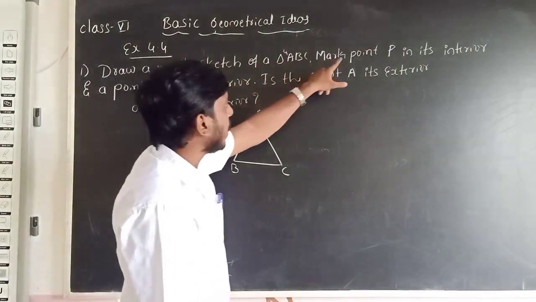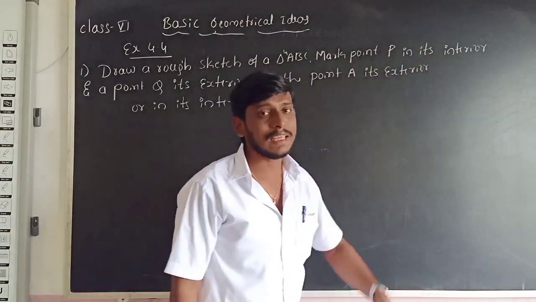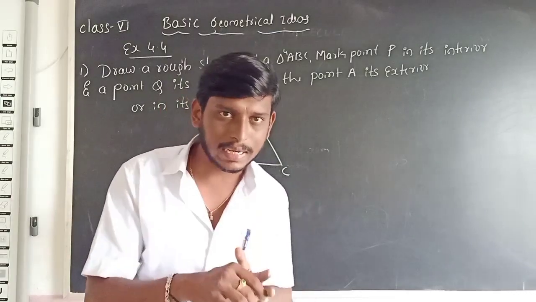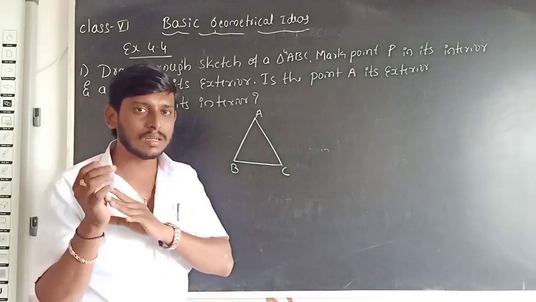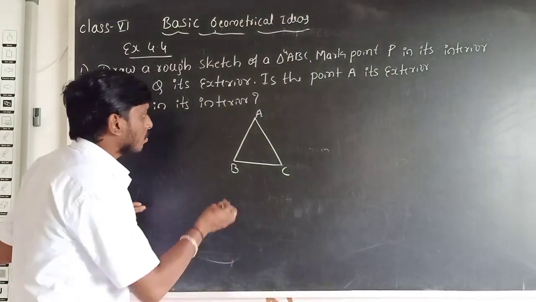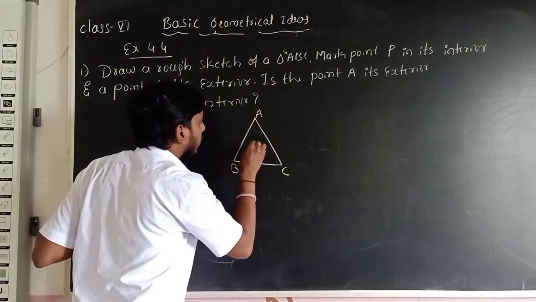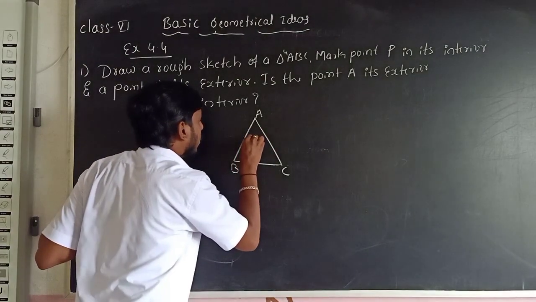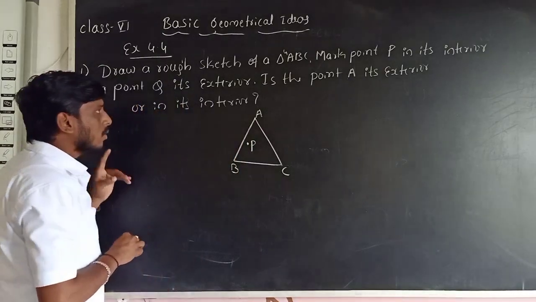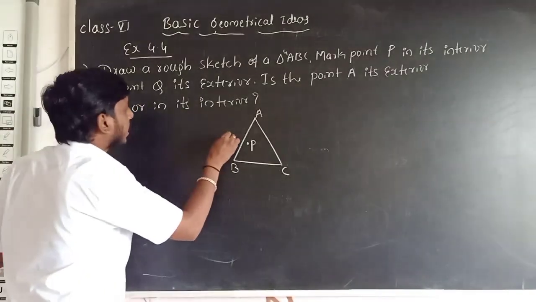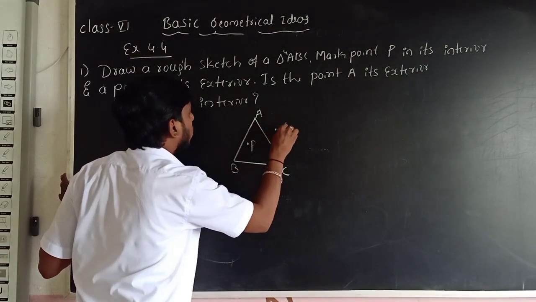Mark a point P in its interior. Interior means inside. Exterior means external point, outside. So mark a point P. Just anywhere you can mark a point inside the triangle. So I will mark it. And one more point Q on the exterior. I will mark a point Q.